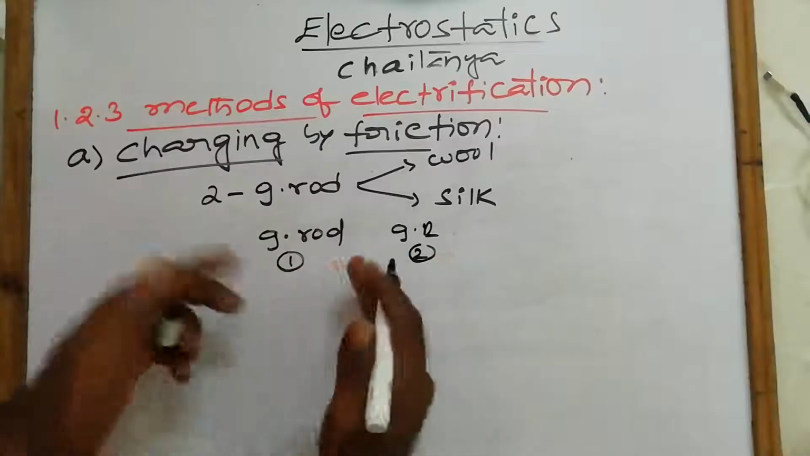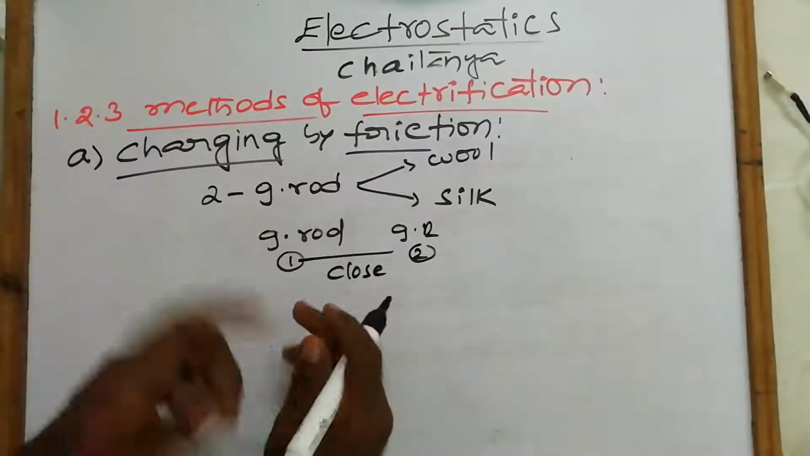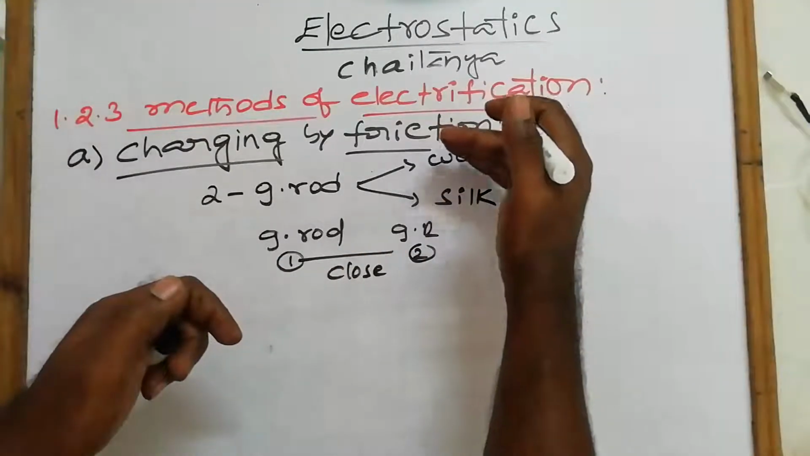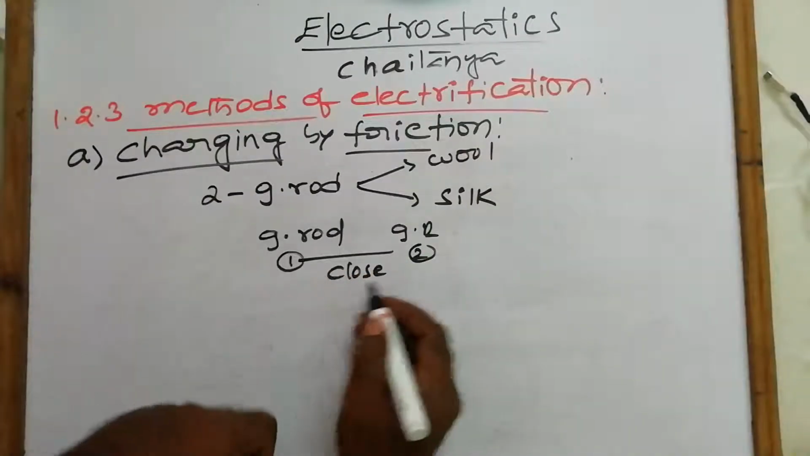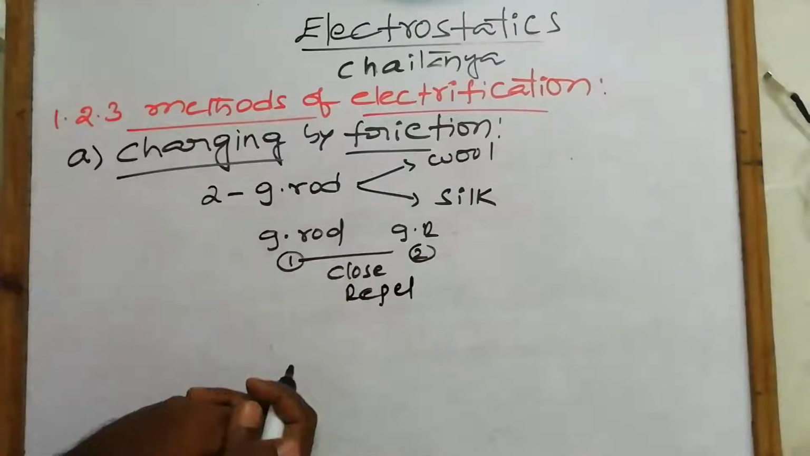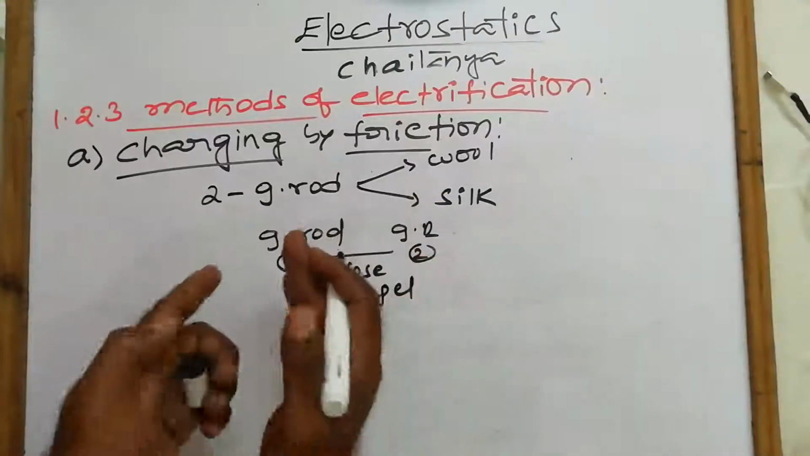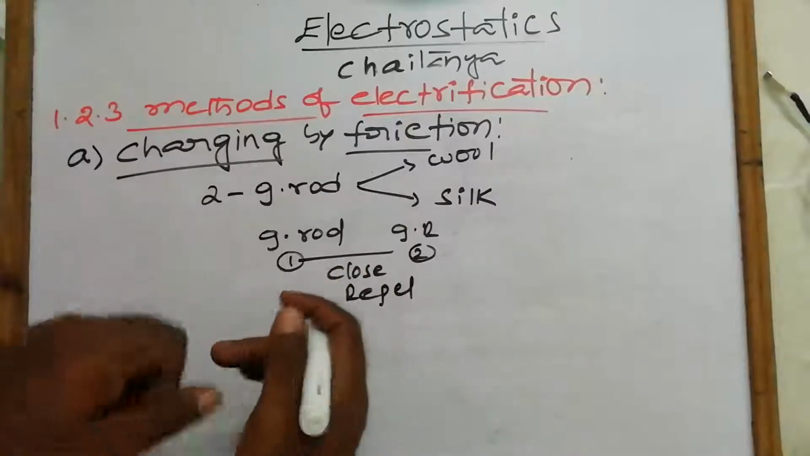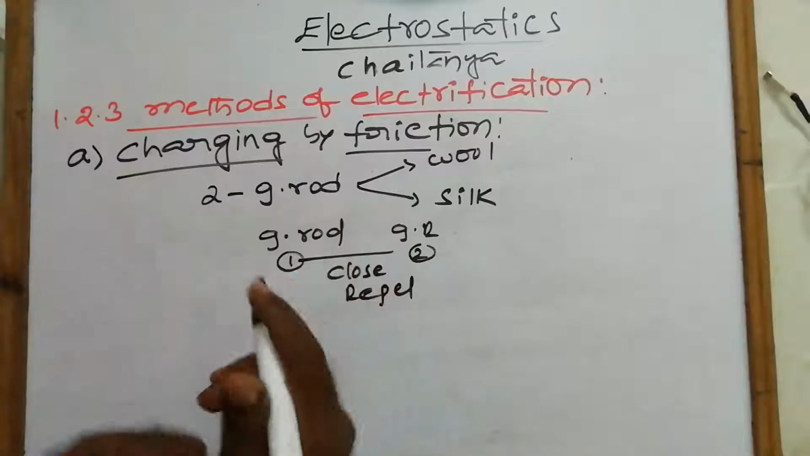If you bring the two glass rods closer to each other, what happens? When the two glass rods are rubbed with silk and wool, and brought closer to each other, they start repelling each other. Glass rod 1 repels glass rod 2, and glass rod 2 repels glass rod 1.